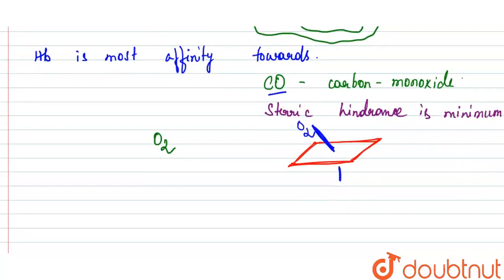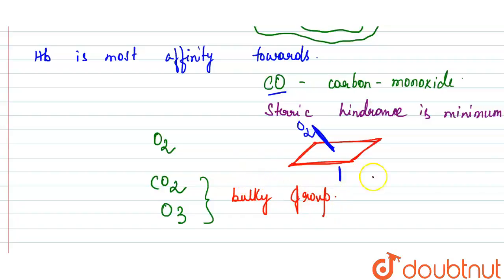And next comes carbon dioxide. It is a bulky group, so it does not have much affinity, and likewise O3. Both of them are bulky or heavy groups, and both experience some steric hindrance, so they have minimum affinity.